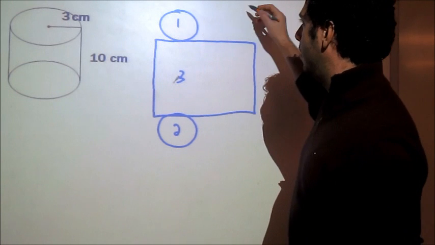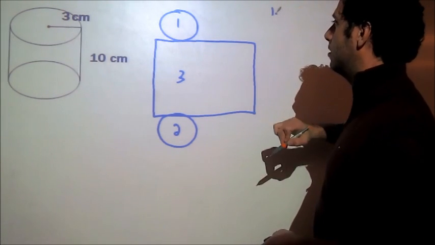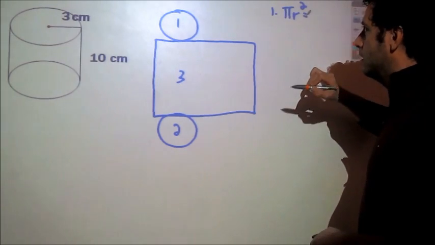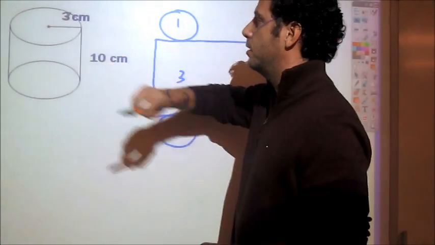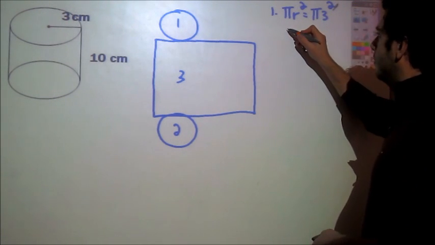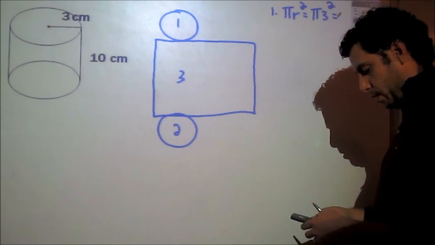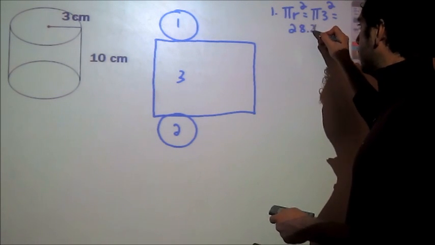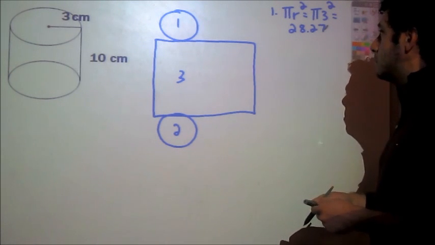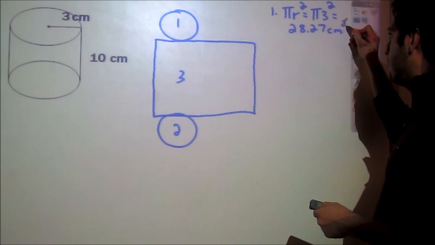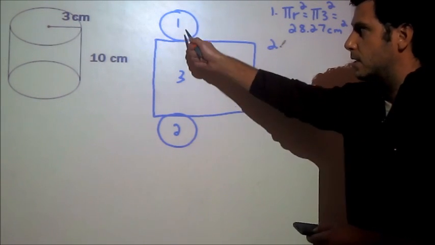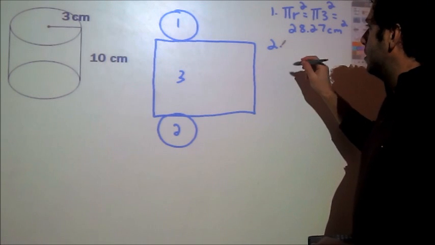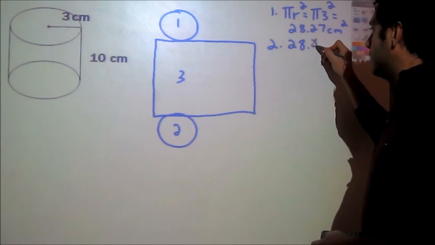So to calculate the area of a circle, this will be face number one, we have to multiply pi times r squared, which would be, in this case, pi times 3 squared. And pi times 3 squared is 28.27 to 2 decimal places. That's the area of one of those circles, centimeters squared. Now the second face is actually the same. We know that the bases of right prisms and also a right cylinder are congruent. So this area is going to be the same, 28.27 centimeters squared.